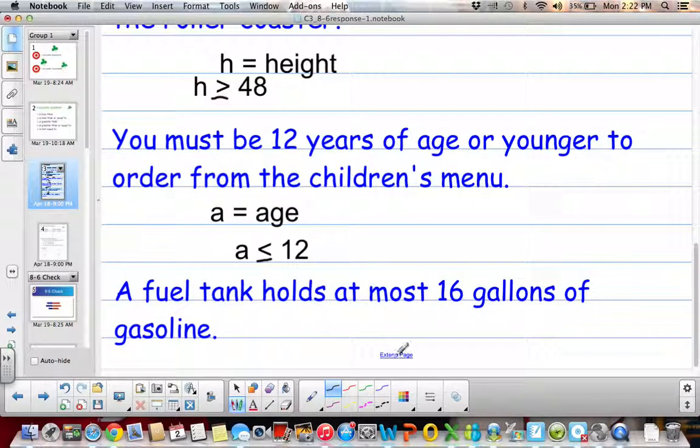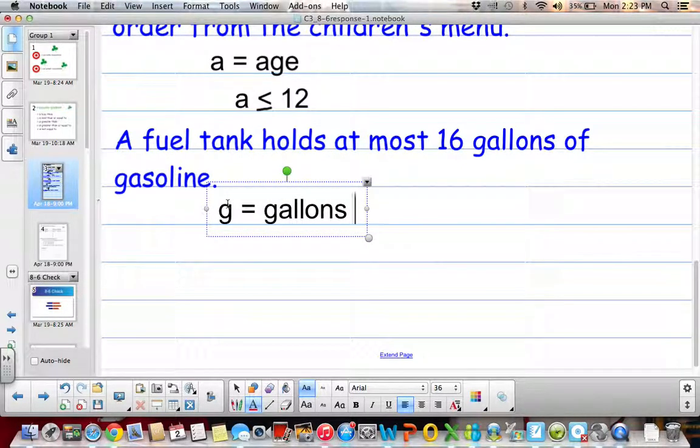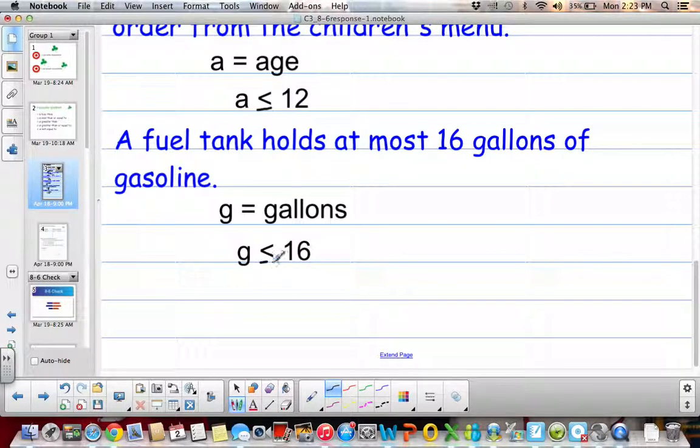A fuel tank holds at most 16 gallons of gasoline. So we can say G equals gallons. That tells us it can't hold anything more than 16. It can hold 16 gallons. It can also hold 15, 14, 13, all that underneath. So we could say G is less than 16, because it's anything under 16 that it can hold, but it can also hold 16. So less than or equal to 16.